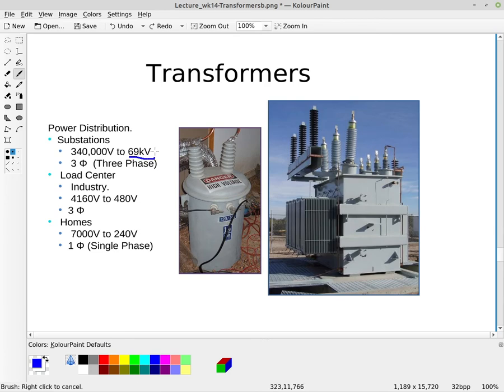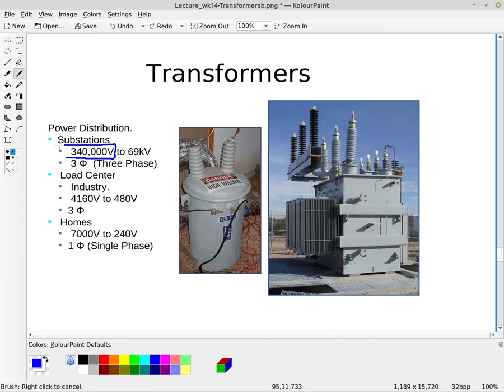Then they break it down into smaller things. They drop it down to like 69,000 volts, and this would be like a transformer out on a pole near your home or something. But they step that voltage up to very, very high voltages.